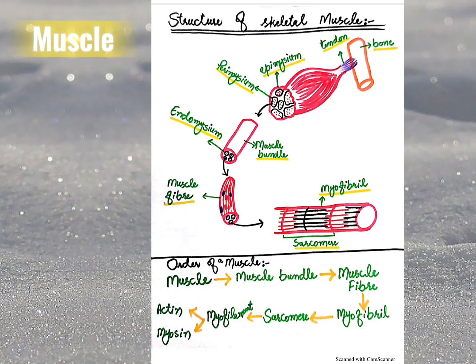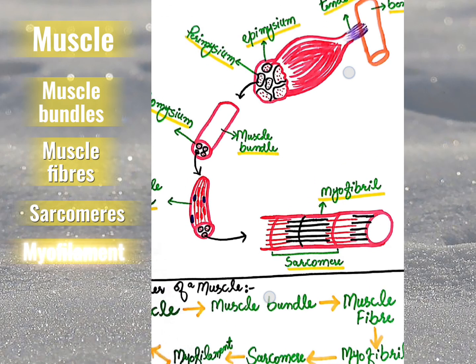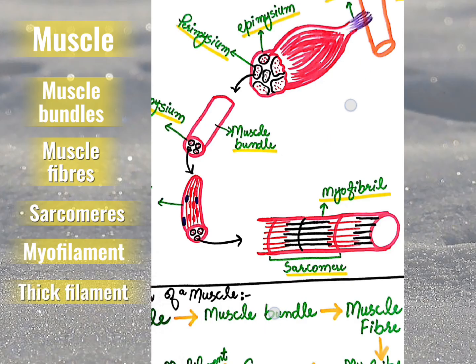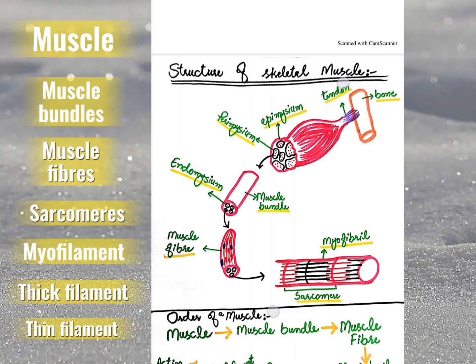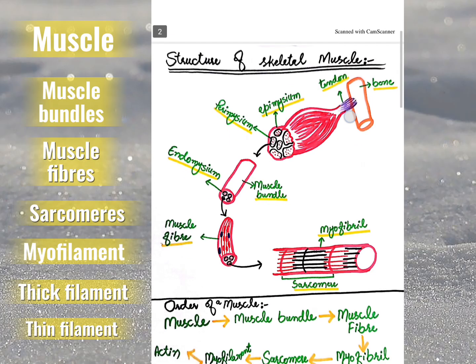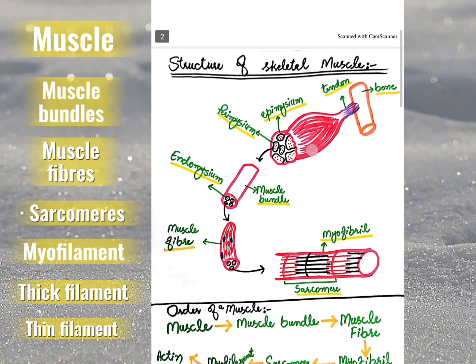Today we are going to study the structure of skeletal muscle. Okay, so let's start the topic. Firstly, we need to know the location of skeletal muscle. Skeletal muscle is connected to its respective bone with the help of a specialized structure known as tendon. Tendon is connecting this skeletal muscle to its respective bone.